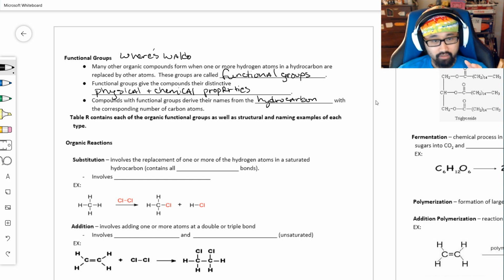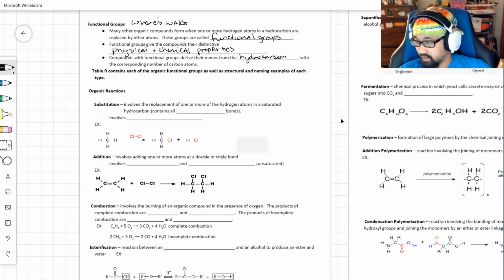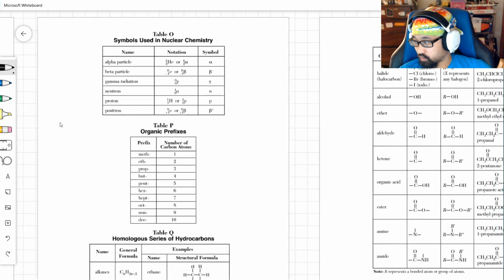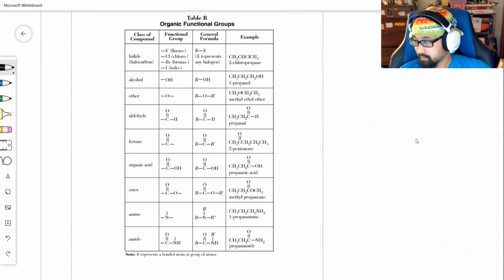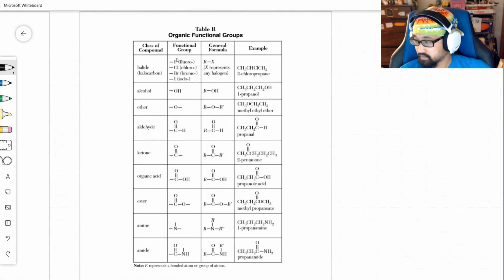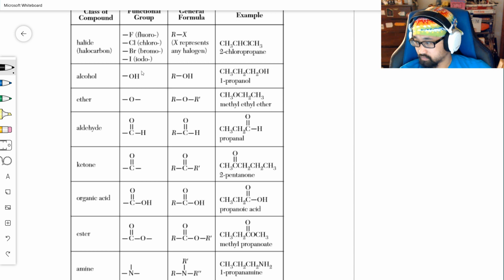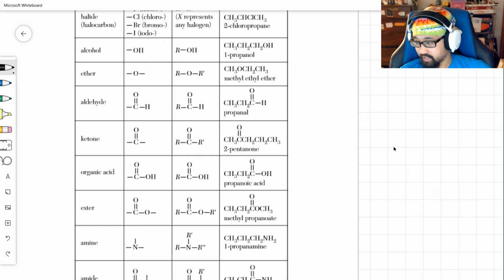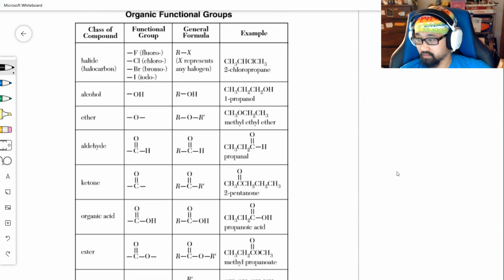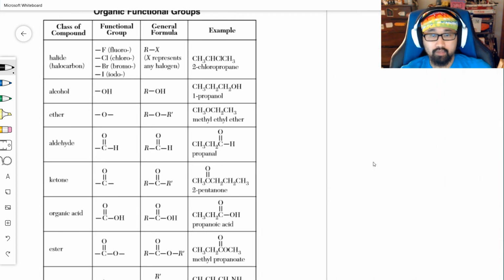Now Table R gives you the functional groups. I said that functional groups are like Where's Waldo? And what I mean by that is here are the functional groups and here are their names. So: alcohol, ether, aldehyde, ketone, organic acid, ester, amine, amide, and the halides. These are the different functional groups. What I mean by Where's Waldo is, here is an organic compound.